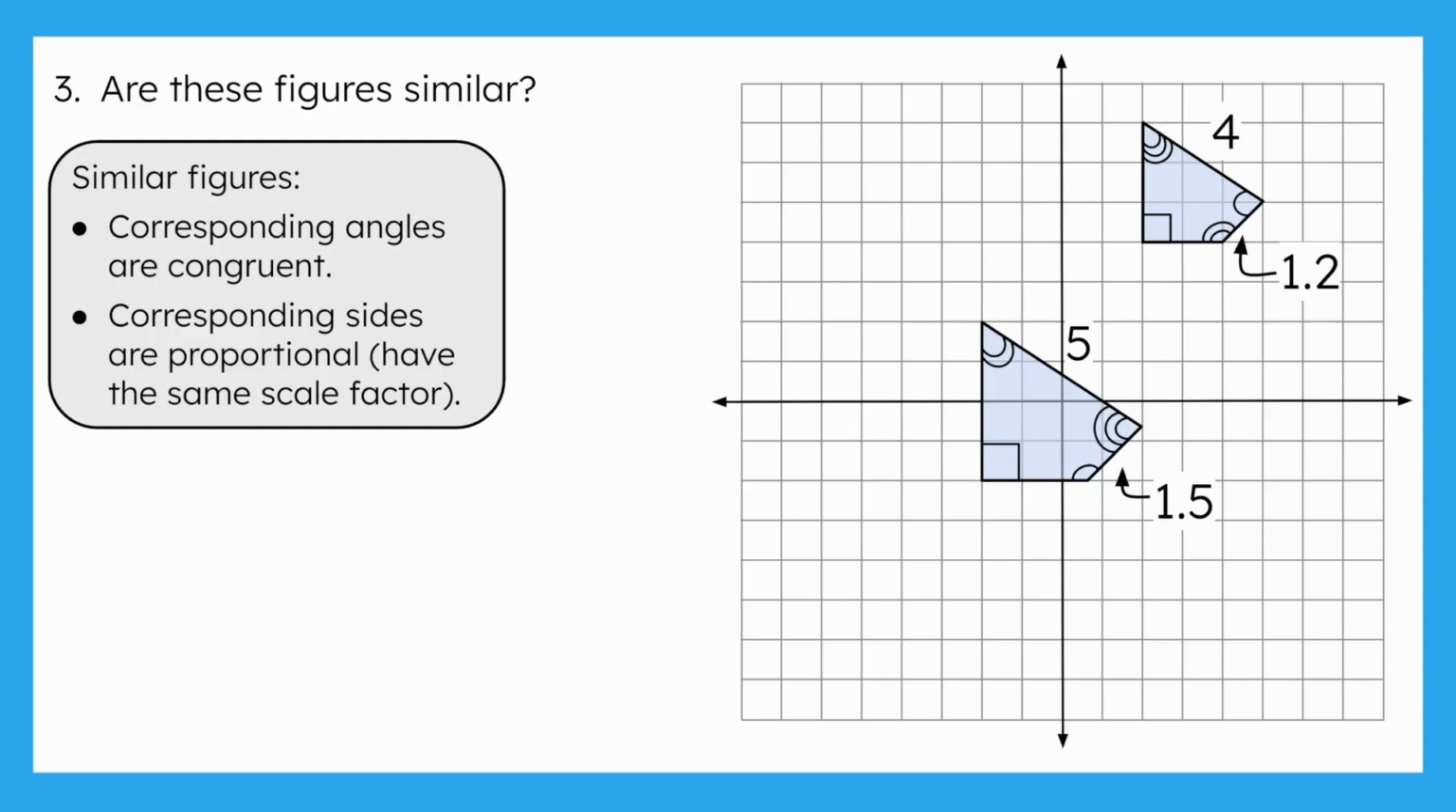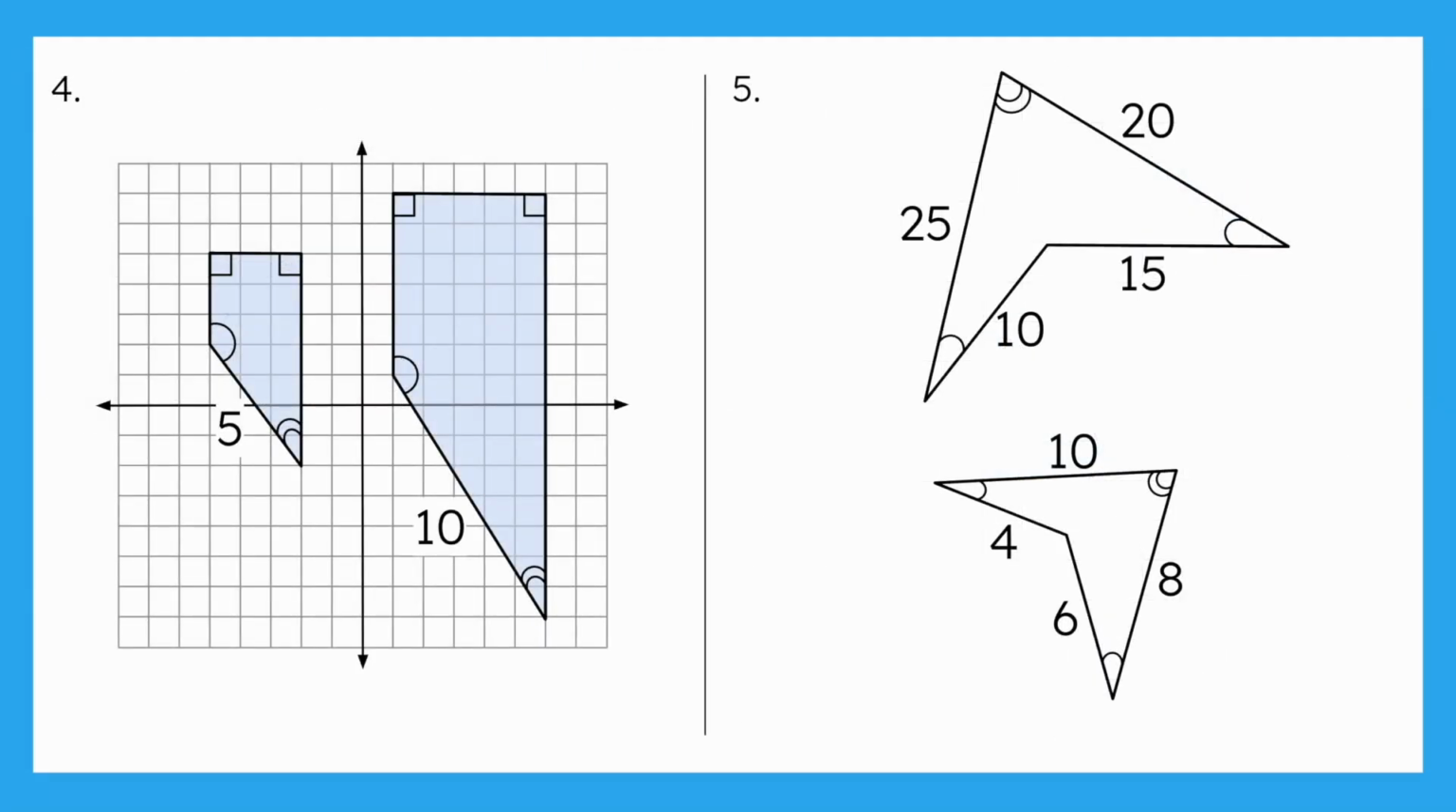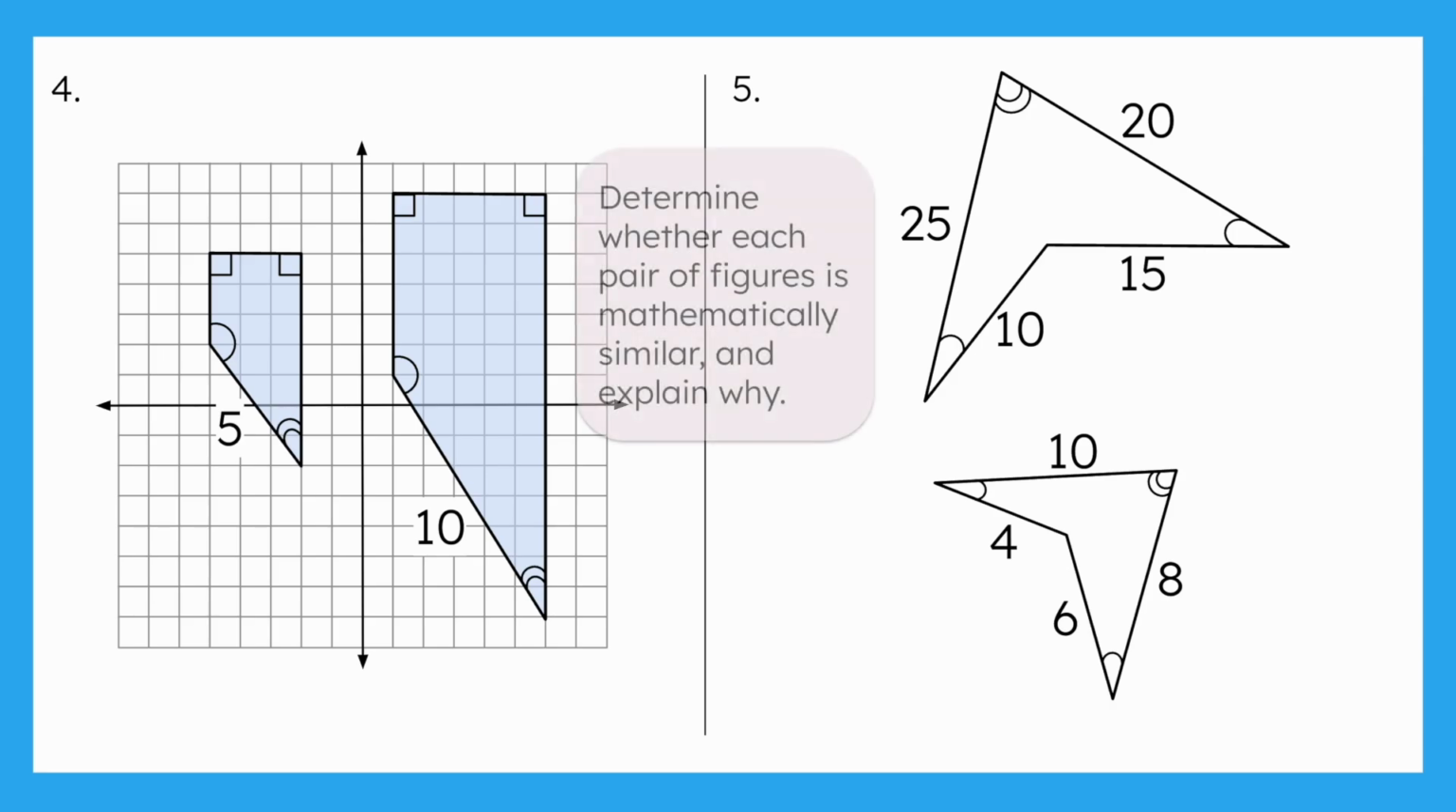In this case, if we start by checking the corresponding angles, we'll notice right away that they aren't all congruent. So automatically, these figures can't be mathematically similar. I think we're ready for some independent practice questions to make sure we've got this all down. Determine whether each pair of figures is mathematically similar and explain why. Pause while you work and come back to check your answers.